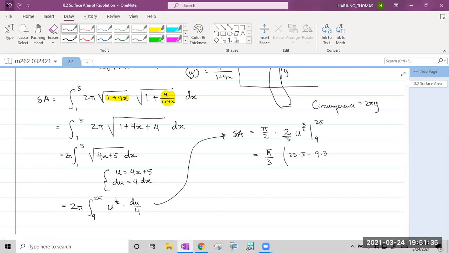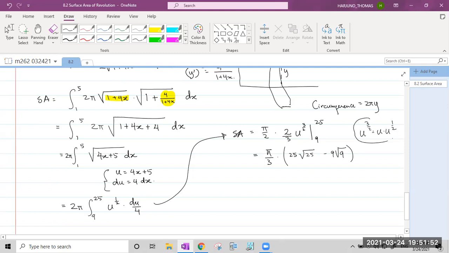It's supposed to be 25 times the square root of 25, u to the power of 3/2, right? It's supposed to look like this. Okay, so I get pi over 3 times 125 minus 27. So that's 98 pi over 3.